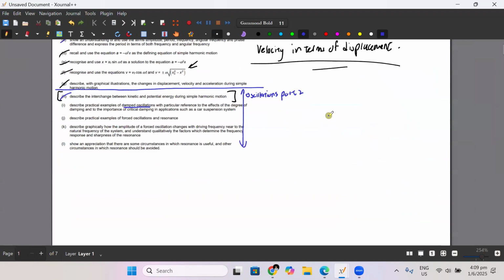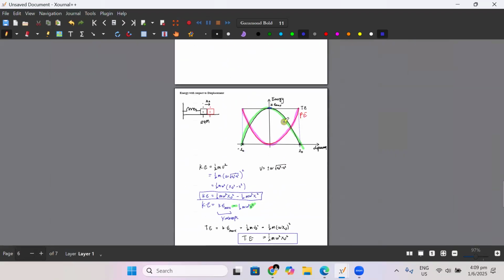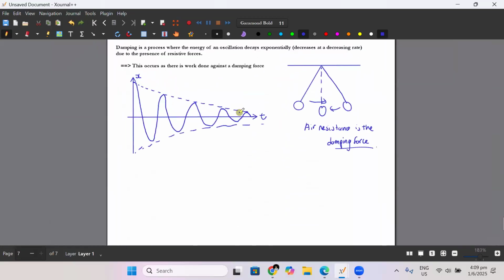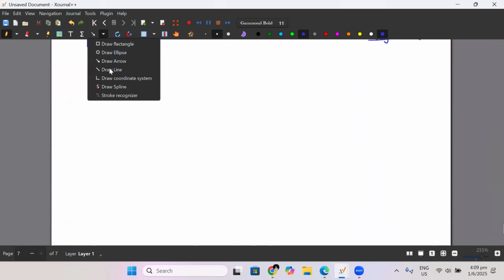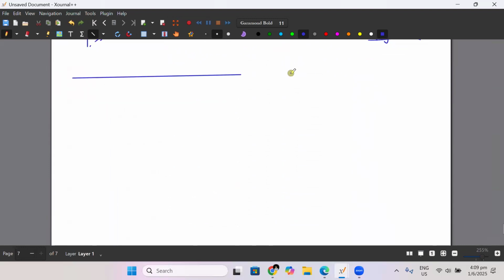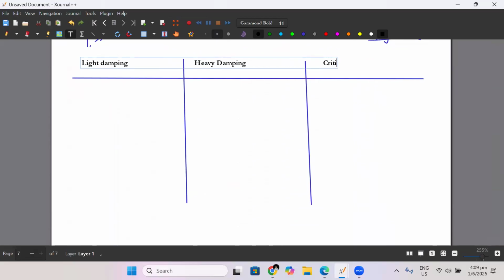Okay, so then there are a few different types of damping. So this is the general idea of damping. Then I need to show you the three forms of damping. Let's do it here. So you must remember this. This is light damping. Then we have heavy damping. Then we have critical damping.